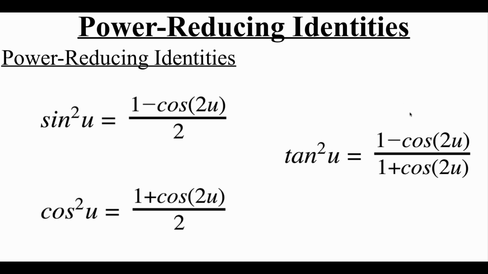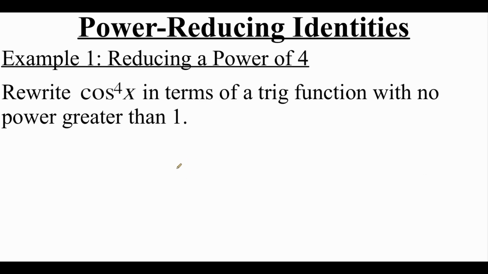So in this example, what we want to do is rewrite the cosine of the fourth power of x in terms of a trig function with no power greater than 1. So we're going to use our power-reducing identities to simplify this down to help us get rid of those powers in there.